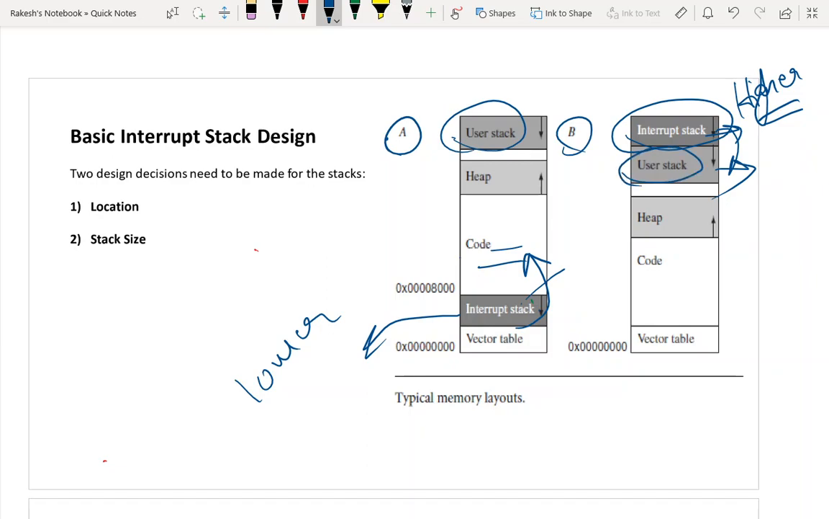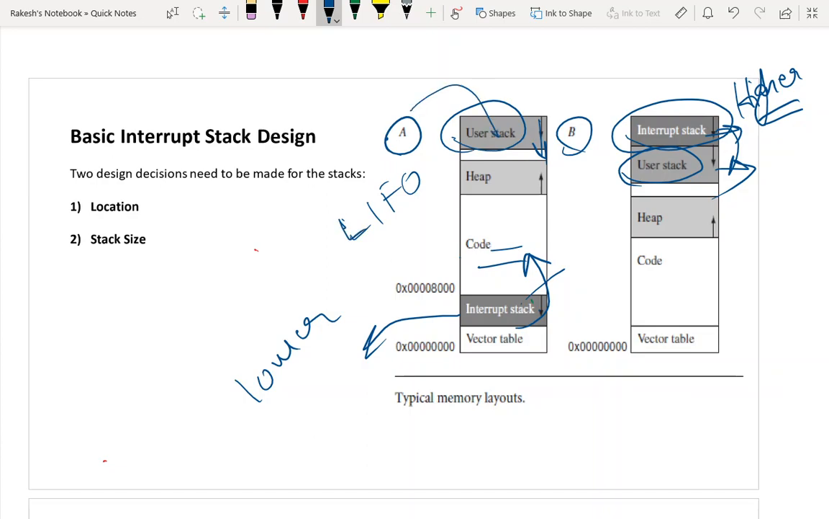Both actually require some contents to be stored, and that way you have the user stack and the interrupt stack here. But what is this? And also observe this one. In both the user stack as well as the interrupt stack, the address is descending. So it always follows the last in first out strategy.